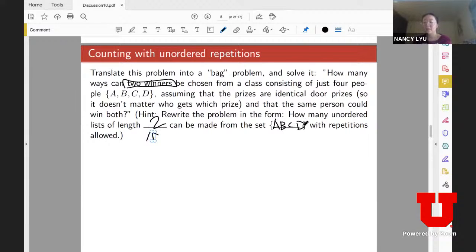Okay. So for a bag problem, you just want to remember the formula. Can anyone tell me what formula we are going to use for a bag problem?